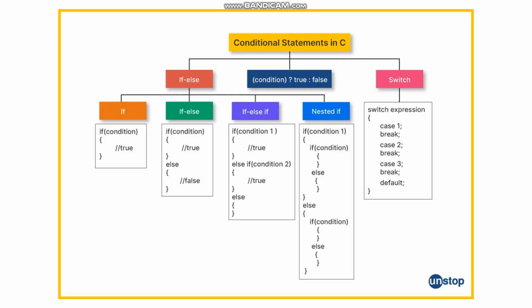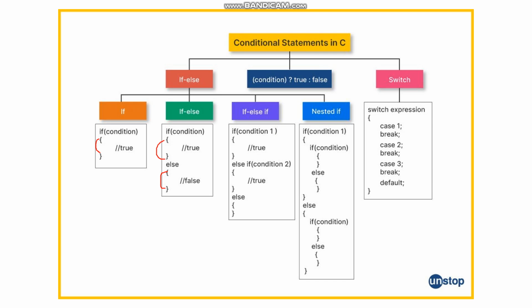Coming to the if else point of view, this is the simple if statement. Whenever the condition is true, then this block will be executed. Now let's come to if else. If the condition is true, then execute the true block. If the condition is false, then execute the false block. The false block means the else block will be executed.